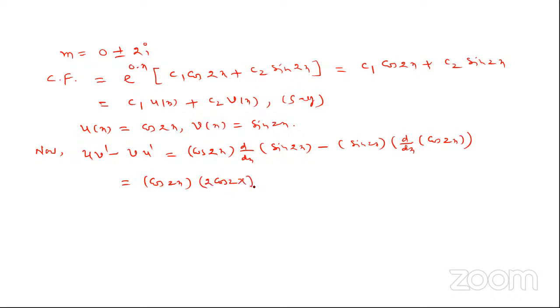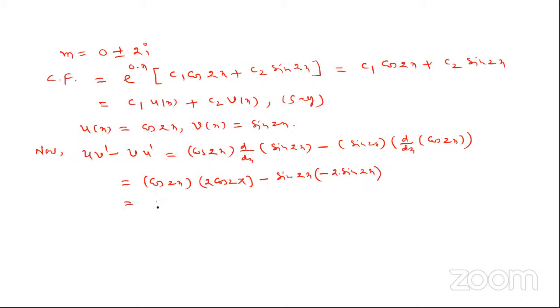So the derivative of sin 2x is 2 cos 2x. So minus sin 2x into the derivative of cos 2x. The derivative of cos x is minus sin x, so the derivative of cos 2x is minus sin 2x into the derivative of 2x, which is 2. So the derivative of cos 2x is minus 2 sin 2x.